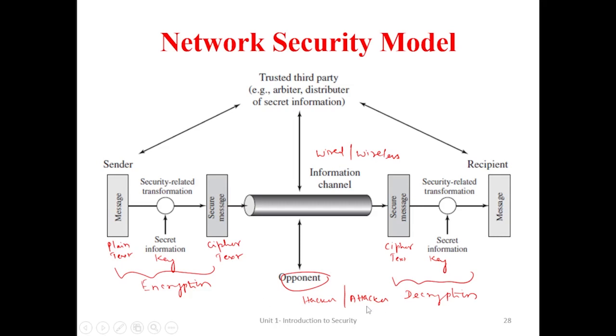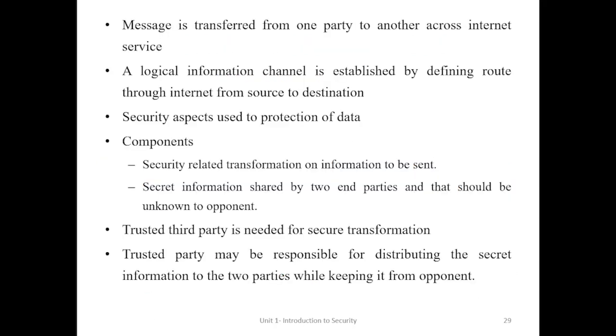And here the attacker's role is that the attacker may hack the information via an information channel during the transmission. So the main job of the attacker is to obtain a key from the secret information or to retrieve the relevant or related plain text from the given ciphertext. So the overview of this processing is generally called a network security model.